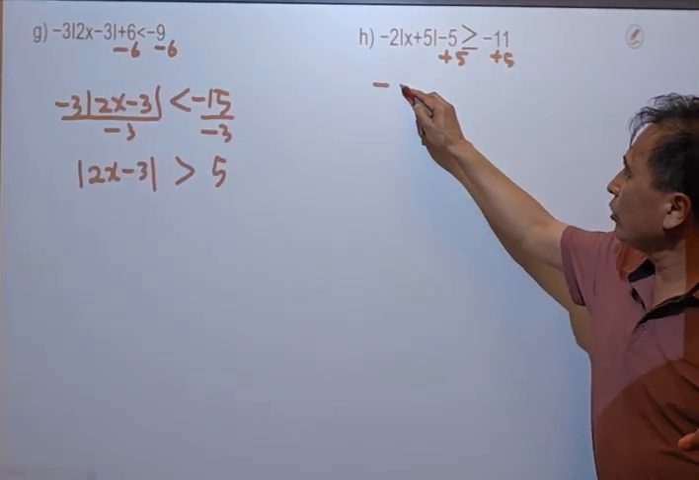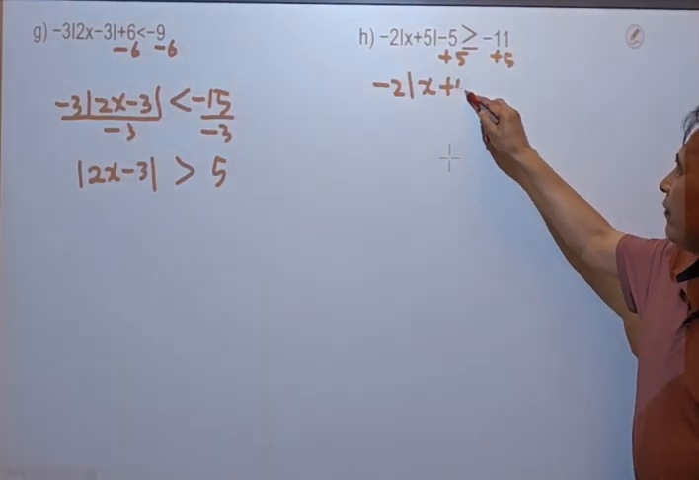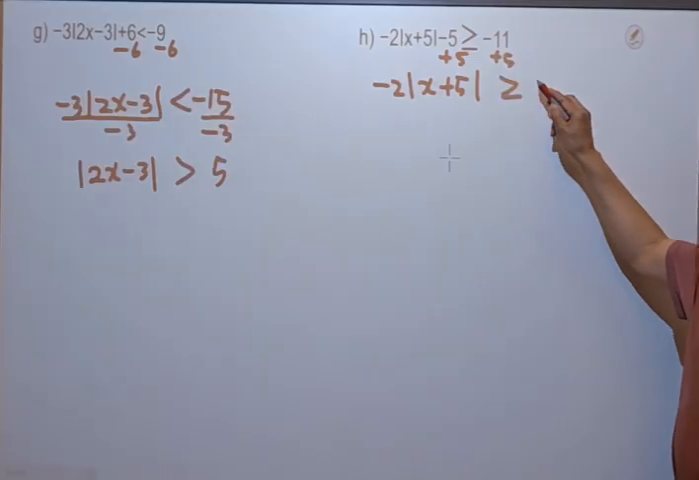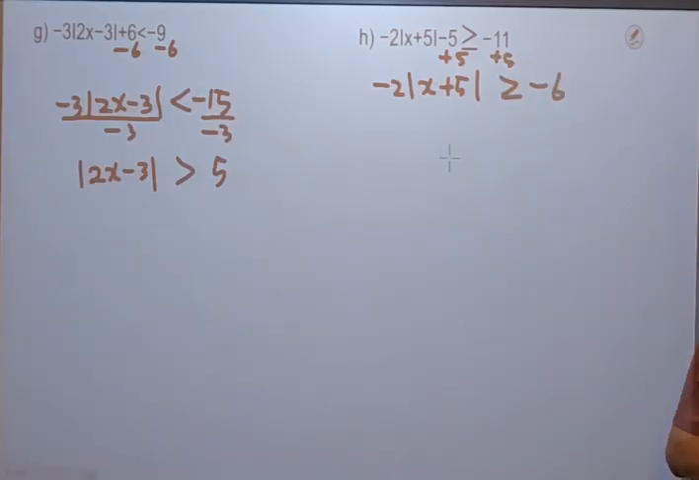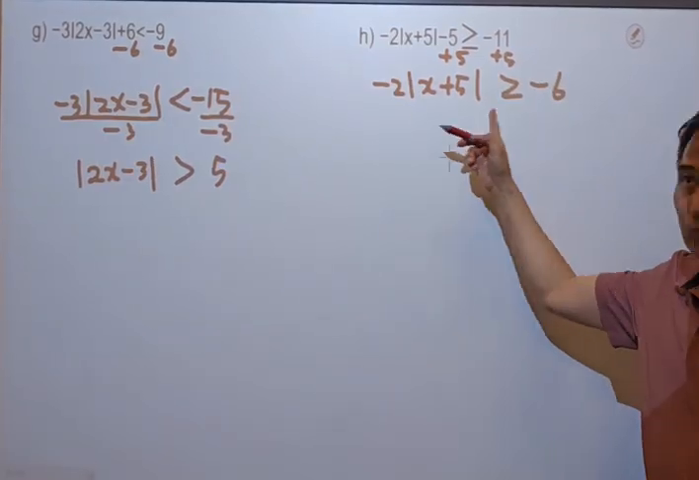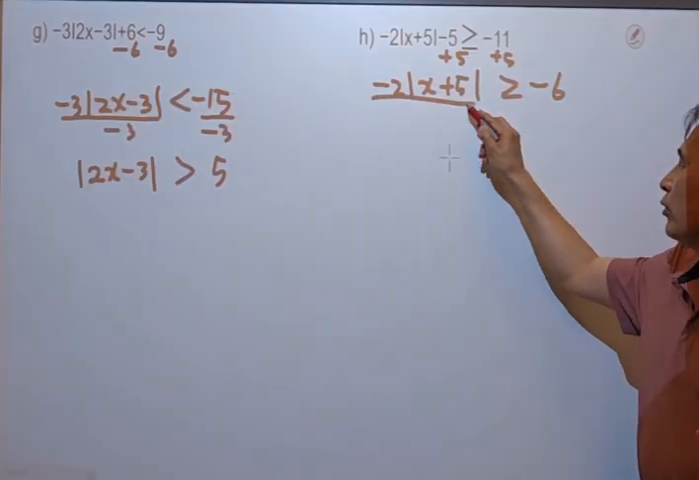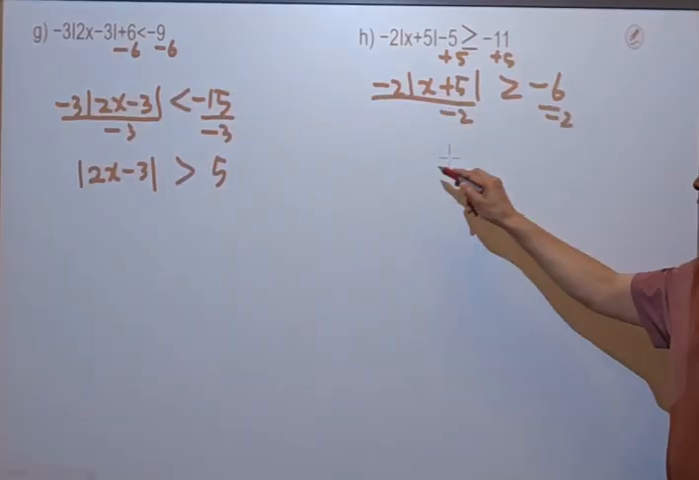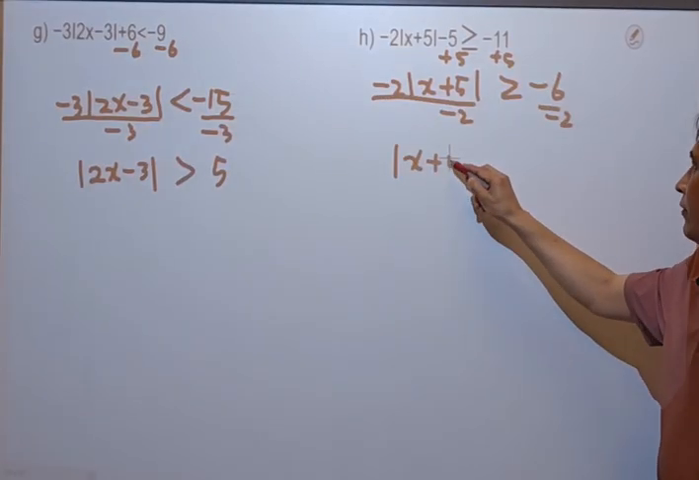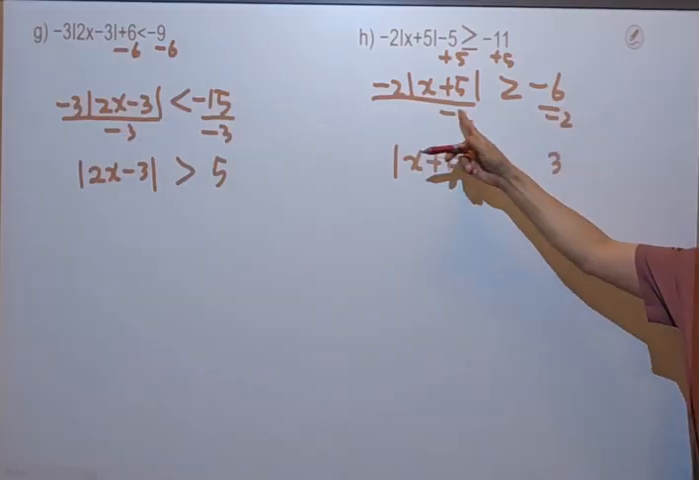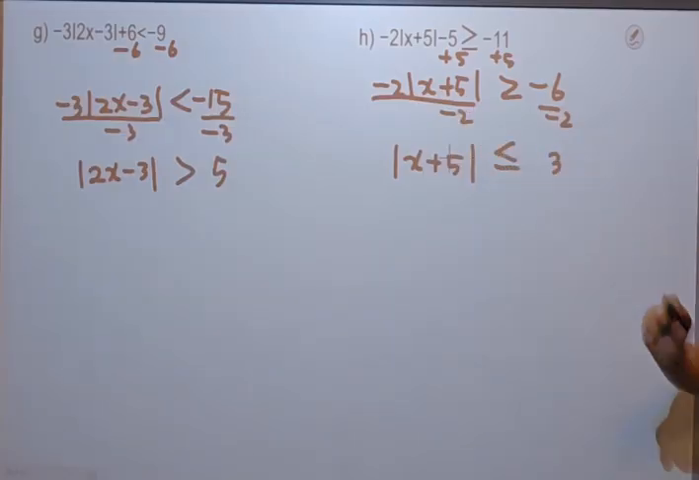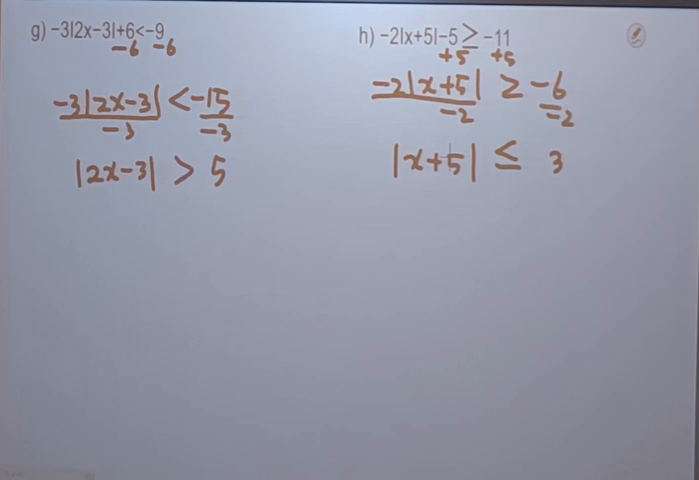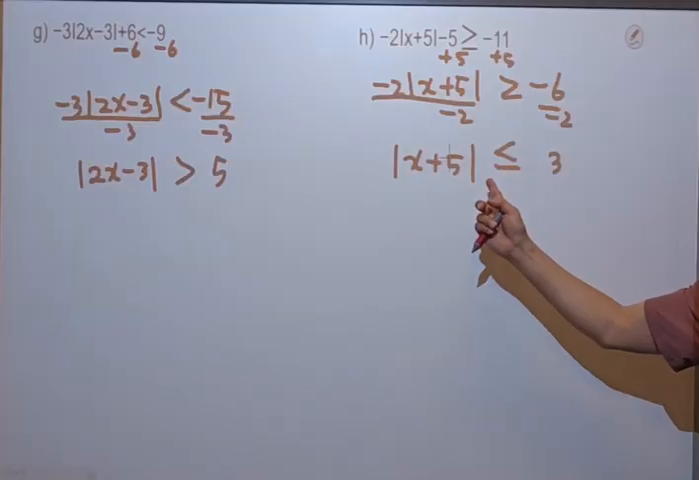So that means negative 2 times the absolute value of x plus 5, and this is negative 6, right? I need to divide by negative 2 on both sides, then the absolute value of x plus 5 is 3. I need to flip this sign too, right? That's the first thing. All the time you need to isolate the absolute value. That's the first step. Now it's time to get rid of the absolute value.